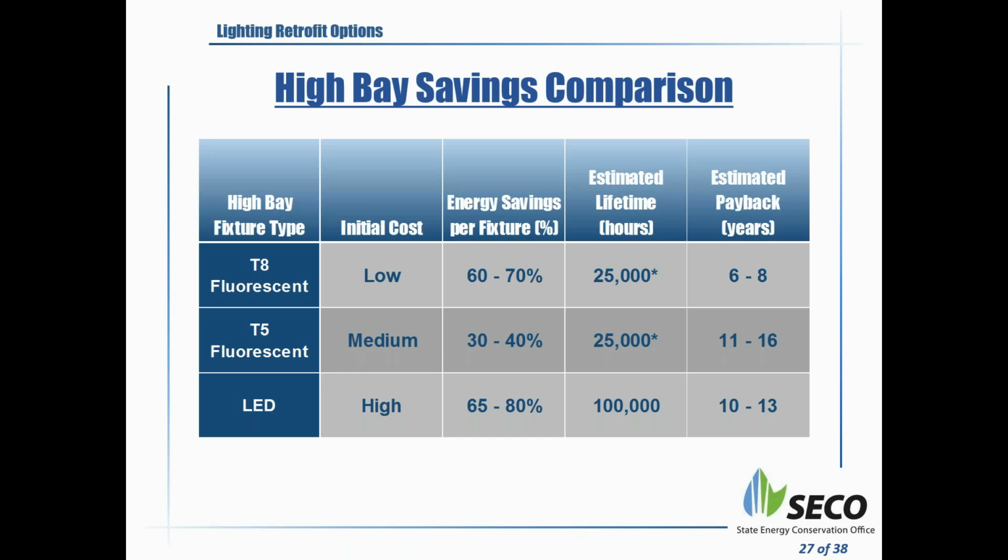T5 will have a medium initial cost. It costs more than the T8s. You get 30 to 40% savings, 25,000 hours of operation, 11 to 16 year payback. The LED has a higher cost, and the cost will be coming down. 65 to 80% energy savings, so significant savings. And then you've got 100,000 hours, and the payback is still longer because the fixtures still cost a little bit more, basically.